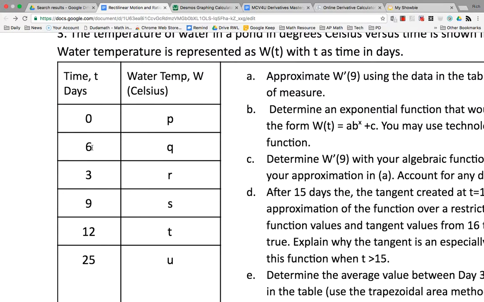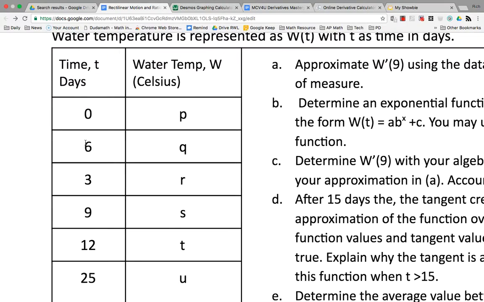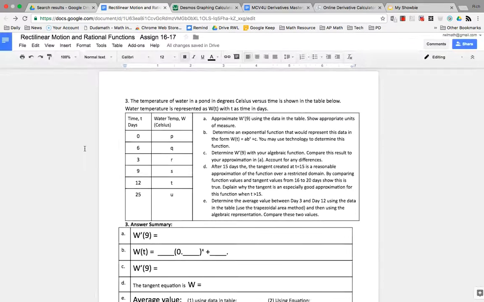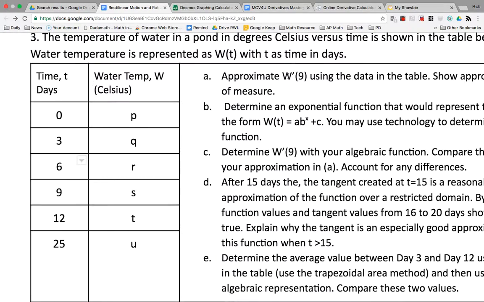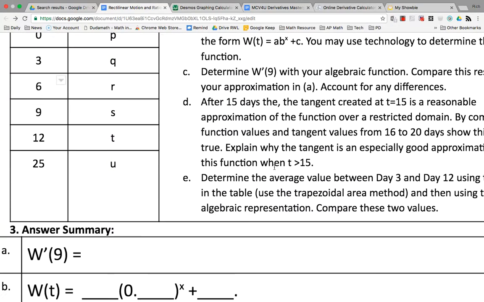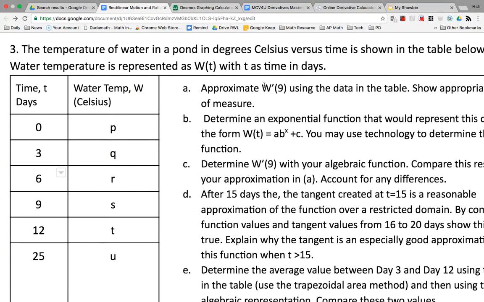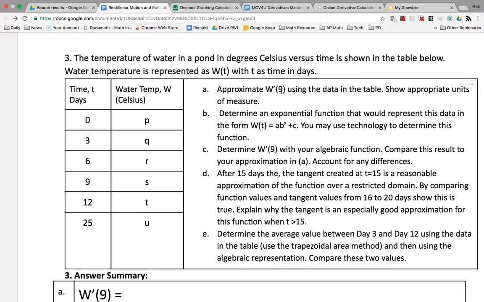And there is a little correction here as well. My apologies. Instead of 6 and 3, it should go 3 and 6. A number of students have already spoken to me about this, but that should go 3 and 6, not 6 and 3, of course. You're going to approximate the derivative using the data in the table.